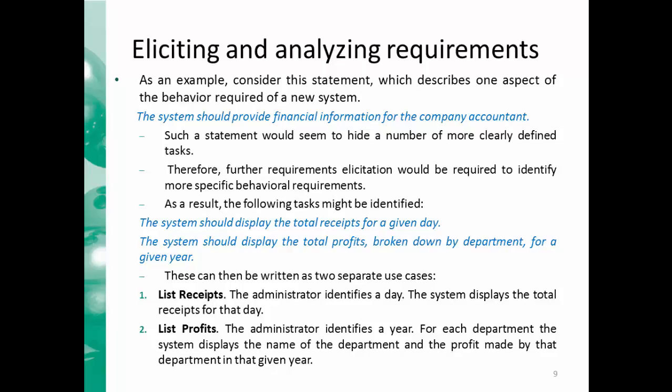Then we describe these use cases. In list receipts, the administrator identifies a day. The system displays the total receipts for that day. So we show the stages in this use case. In the second use case, the administrator identifies a year. Then for each department, the system displays the name of the department and the profit made by that department in that given year. So now we are clear about what the behavior will perform, or what the use case will perform, by describing it with the right detailed information and the right level of information.